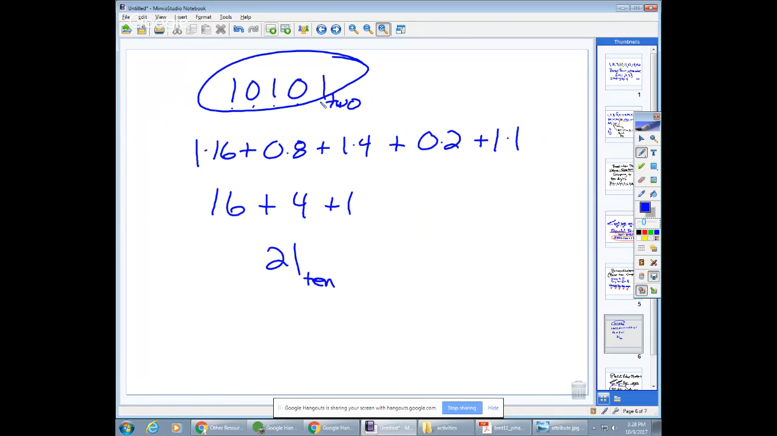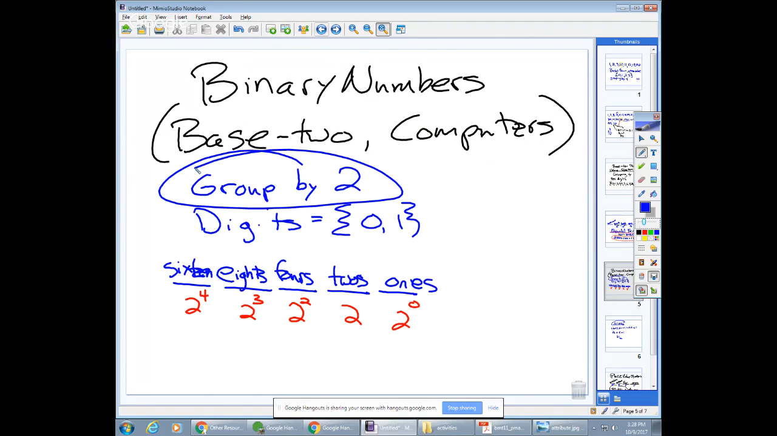But the key is group by 2. What operation in math looks at groups of stuff? Our main operations are addition, subtraction, multiplication, and division. What operations are about grouping stuff? Multiplication or division? Yeah. If I'm searching for groups, that's division. If I'm calculating given groups, that's multiplication. So when I'm converting from our number system to any other, I'm searching for groups of stuff. So I'm going to have to use division. So let's try this together.